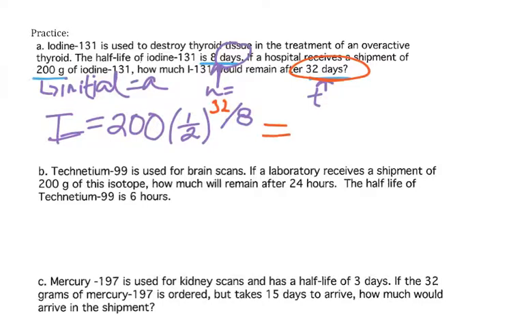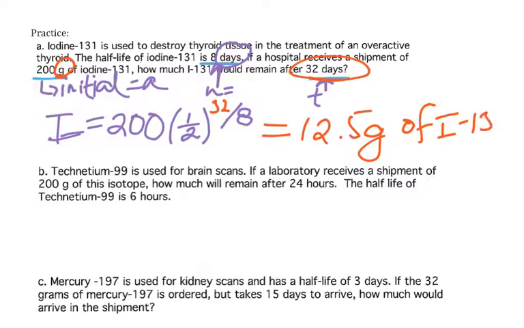Okay, so plug that into your calculator, and you get 12.5 grams. So grams of iodine, or of I-131.